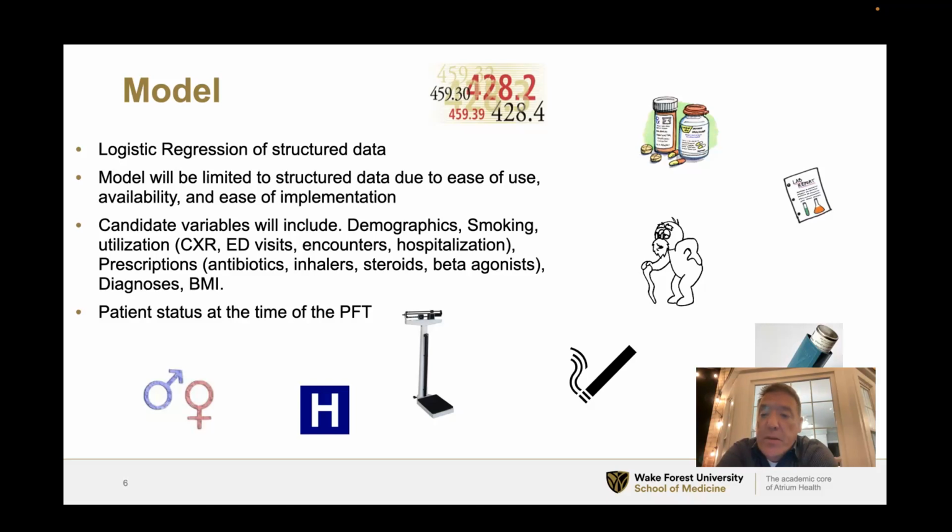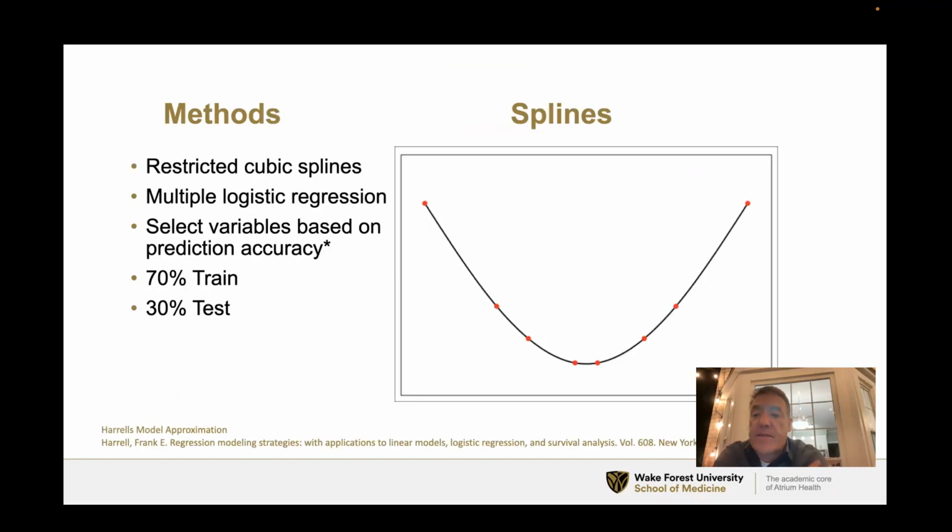So for this project, we used logistic regression. We limited the data to structured data due to ease of use and ease of implementation. You can see a list of some of the several dozen candidate variables that we included in the modeling process. And we measured these variables at the time the patient had their first pulmonary function test. And so we said, based on what we know about the patients at this moment in time, if they undergo pulmonary function testing, would they show obstruction or not?